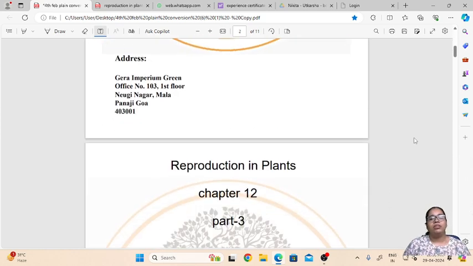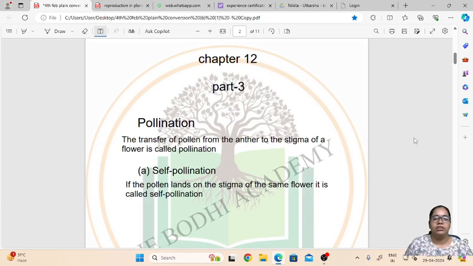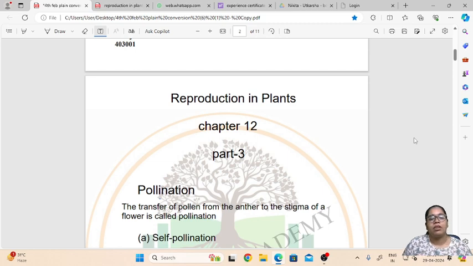In our previous two parts we have covered the sexual mode of reproduction and asexual mode of reproduction in plants. So today we shall cover the topic pollination in our third part of this chapter. Pollination is basically transfer of pollen grains from the anther to the stigma of a flower, and this process is called pollination.